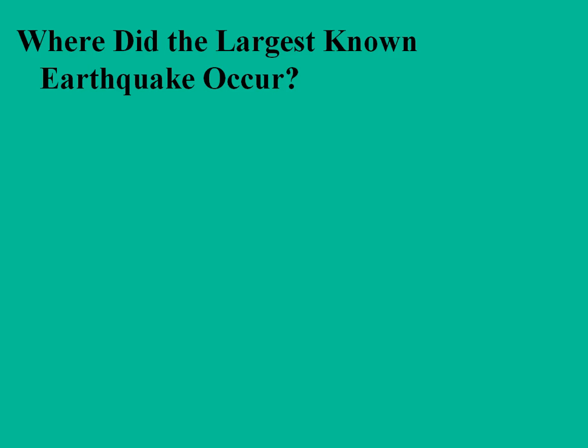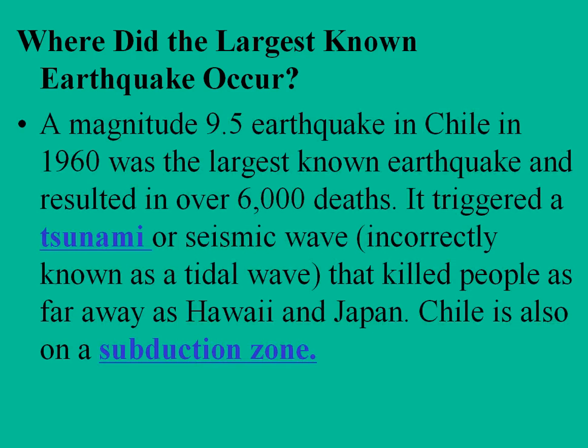So where did the largest known earthquake occur in the past? Well, it actually happened in Chile, and some geologists recorded it at about a 9.5, and it was the largest known earthquake, and it resulted in over 6,000 deaths. It actually triggered a tsunami or seismic wave, and a lot of times people incorrectly call that a tidal wave, but it's called a tsunami.